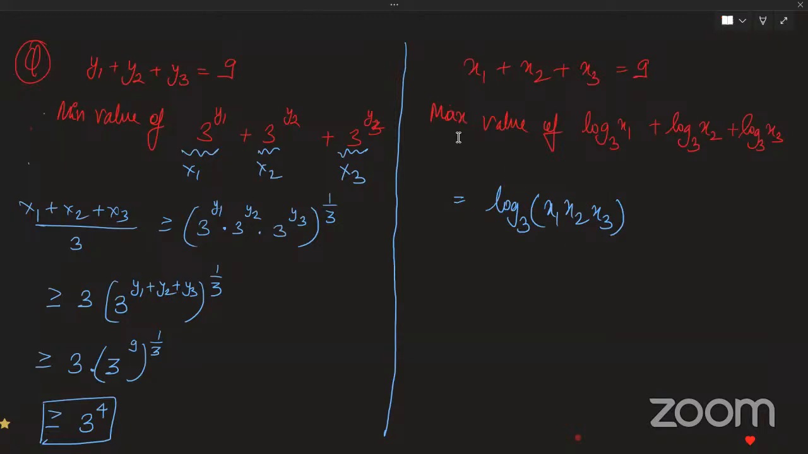So basically, it is asking me the maximum value of this thing. Tell me, when will this value be maximum? I have to maximize the value of log base 3 x1, x2, x3. Obviously, when x1 multiplied by x2 multiplied by x3 is maximum, my log increases. So how can I maximize the value of x1 multiplied by x2 multiplied by x3?